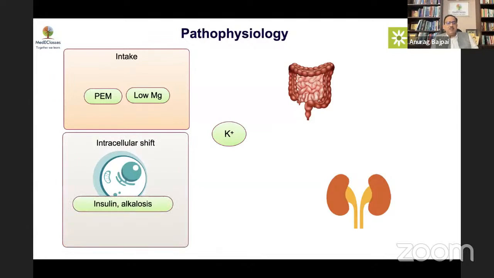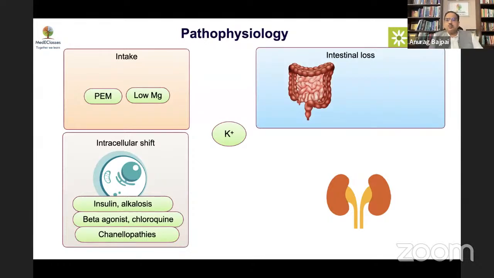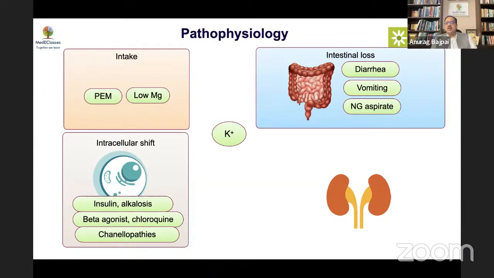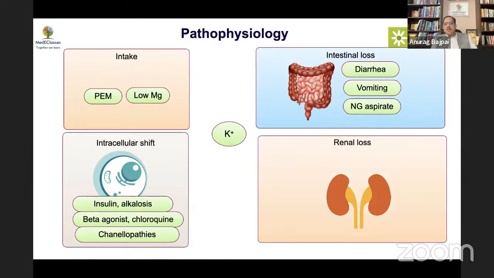Intracellular shift will be relevant during insulin treatment or alkalosis, the use of beta agonists, and particularly intramuscular chloroquine, and that could be a lethal form in that perspective. And of course, channelopathies in which suddenly the channels open up and the potassium goes out. Intestinal loss can happen with diarrhea, where you have associated acidosis, or vomiting, where you have associated alkalosis in that scenario. NG aspiration will also behave like upper tract loss with hypokalemic alkalosis.